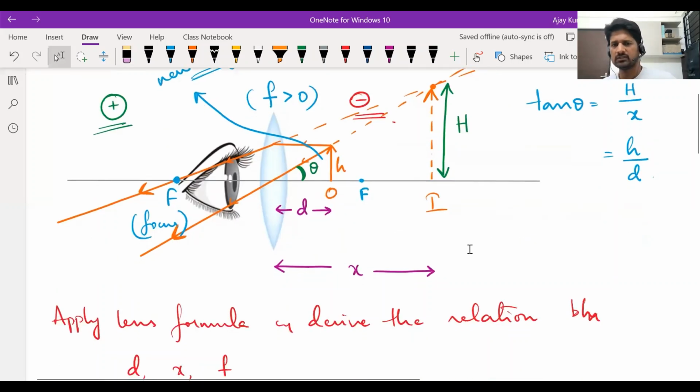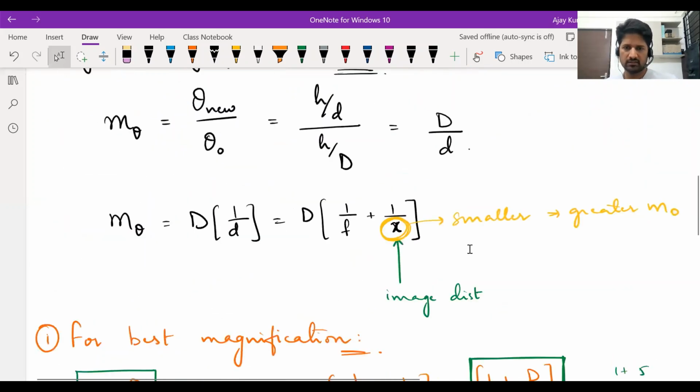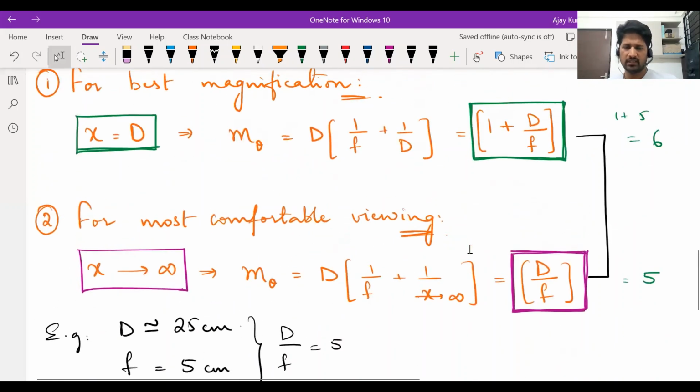Right. So this is what a simple microscope does. Basically, it has one converging lens and it can produce magnifications ranging from d by f to 1 plus d by f.